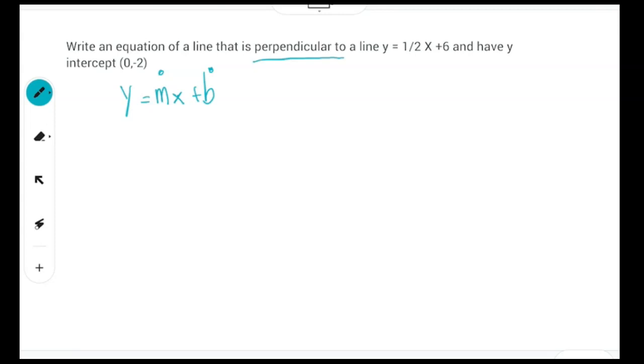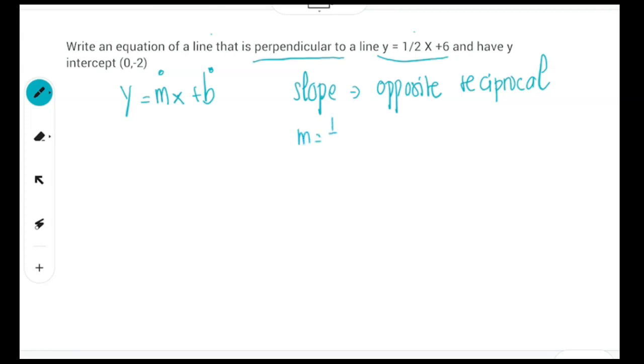Because the line is perpendicular to this line, that means the line that we're trying to find will have a slope that is the opposite reciprocal of the line that it is perpendicular to. So because this line's slope is m equals 1/2, the slope of the line that we're trying to find will be the opposite of this positive 1/2. So it's going to be negative.